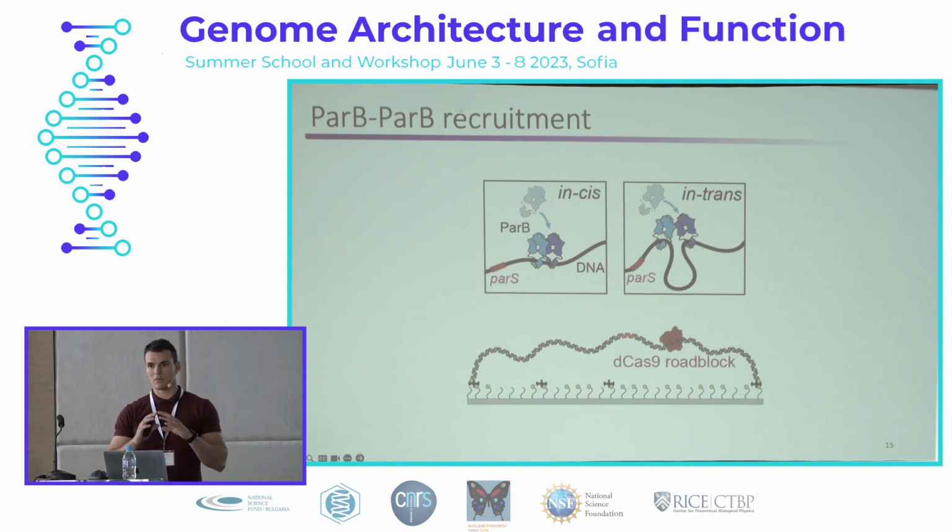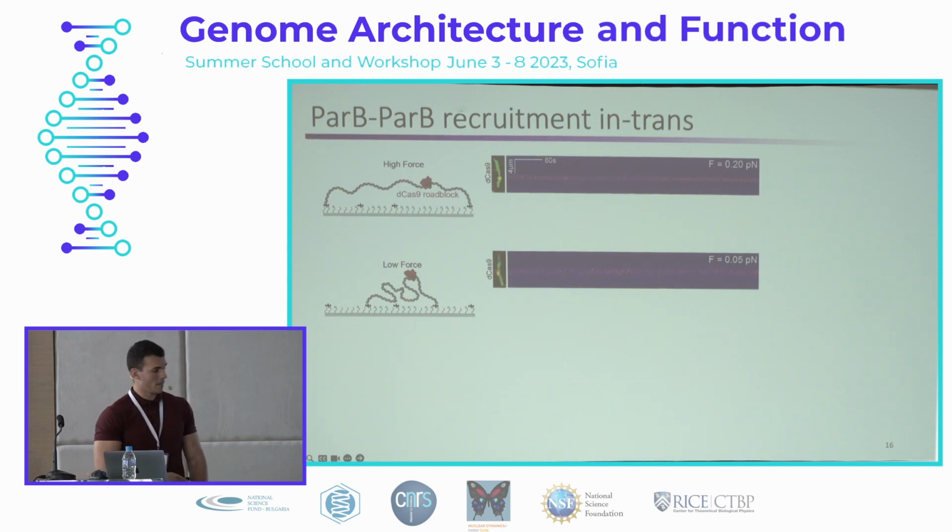The lumen of the ParB protein is 4 nanometers, and it already accommodates ParB, so there's only about a nanometer across, which means it cannot skip the roadblock. We tether this DNA either more stretched or less stretched, which is at higher force or lower force. I mean, the forces are super low anyway, 0.2 or 0.05 piconewtons, but it's significantly different.